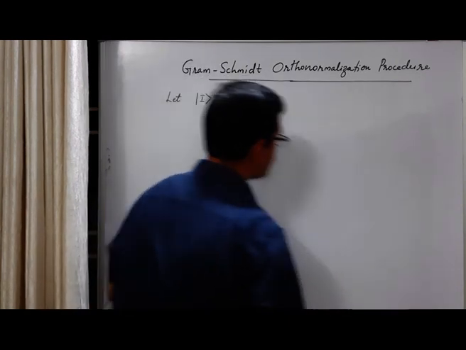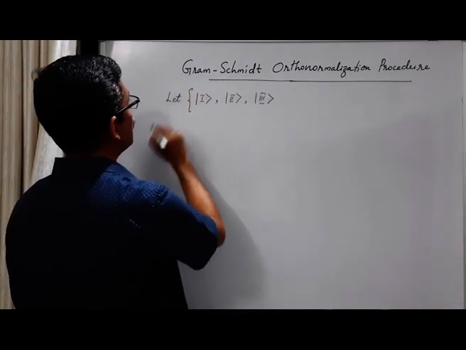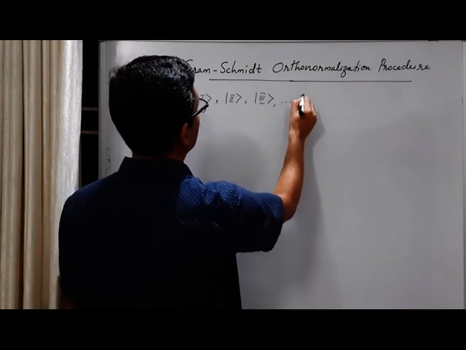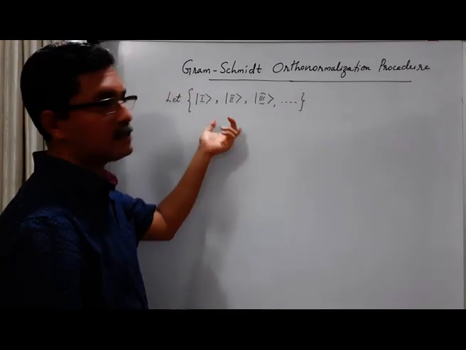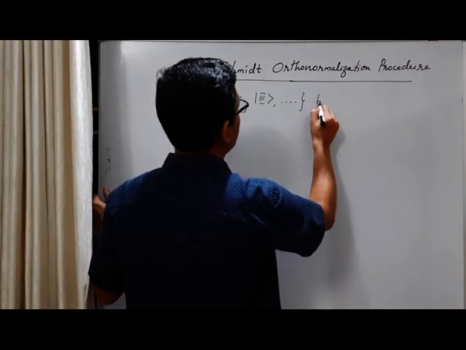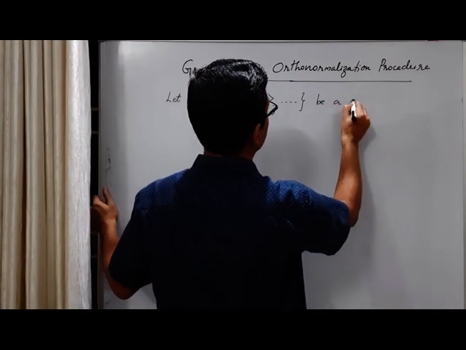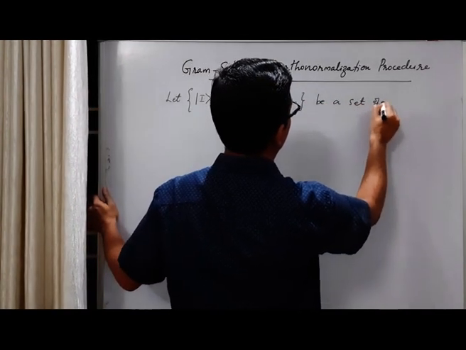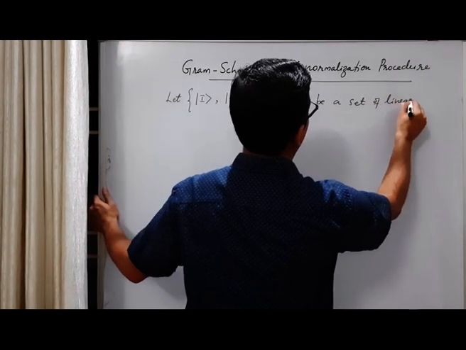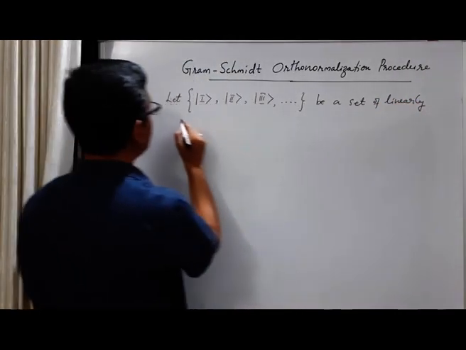So I will represent it as a set. So let this set be a set of linearly independent vectors.